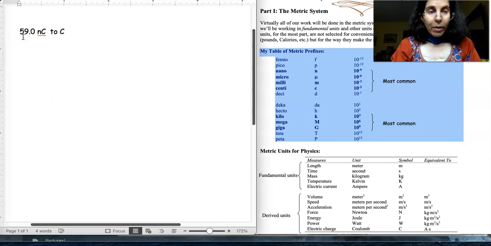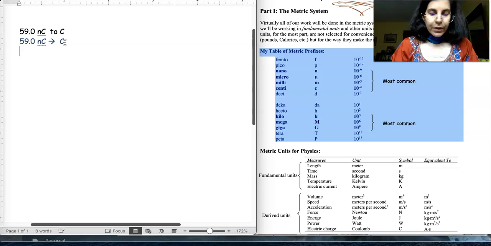First, write out the problem. There's no substitute for it. Don't skip this step. You won't be able to follow the directions if you haven't gotten it written out. There, 59 nanocoulombs to coulombs. Uh-oh, lost the sig figs. If there's a decimal point, the zero counts. If there's no decimal point, the zero doesn't count.